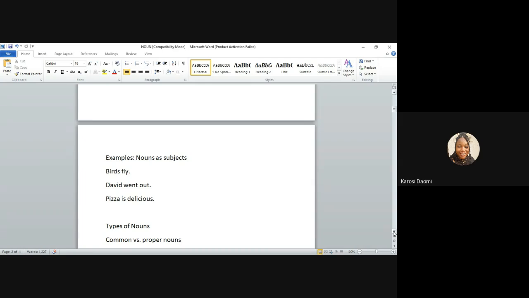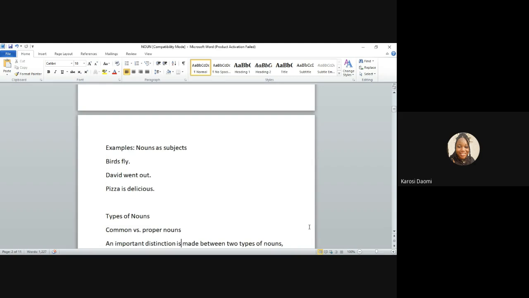All right, so just type in the comment sections examples of nouns in sentences. So type in the comments, the chat box, using nouns as subject in a sentence. I'll be looking out to check for your examples. So just type it and we'll go through it together. All right, so moving on.